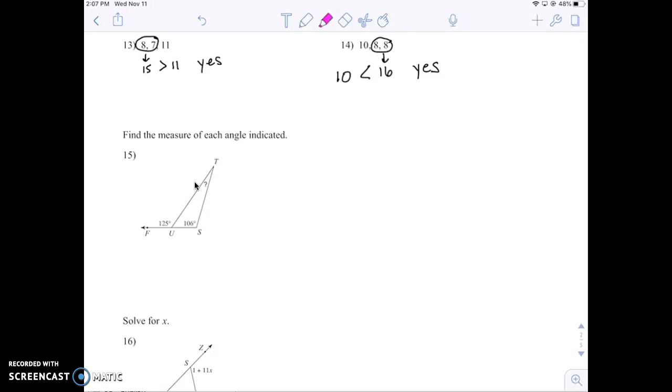This is that remote interior question. The exterior angle is equal to the sum of the interior angles. 125 is equal to 106 plus the missing angle. And then we simply do the algebra, and x, or question mark rather, is 14.